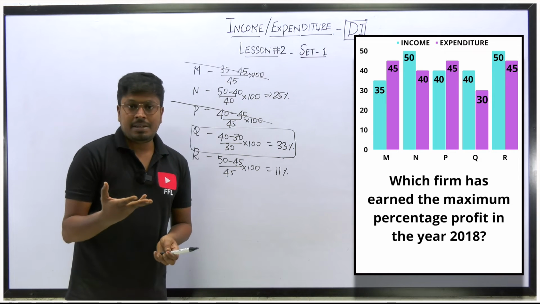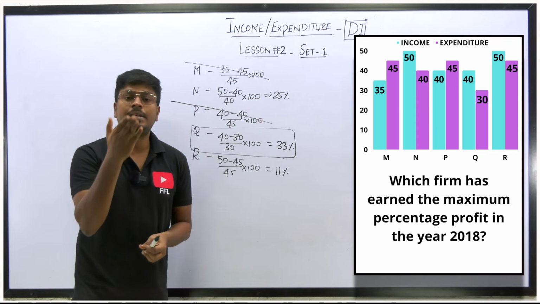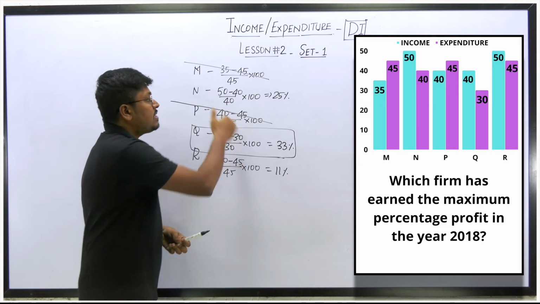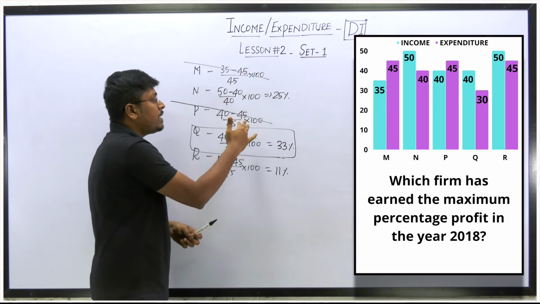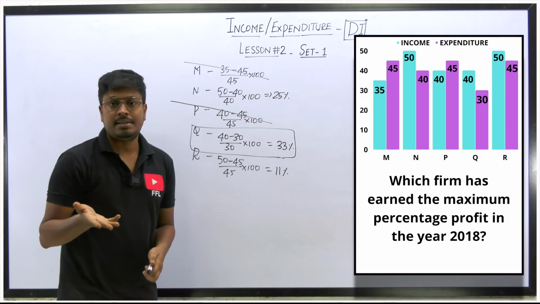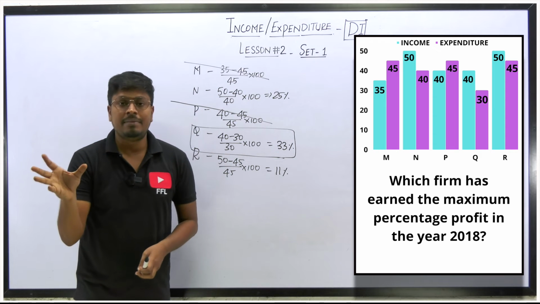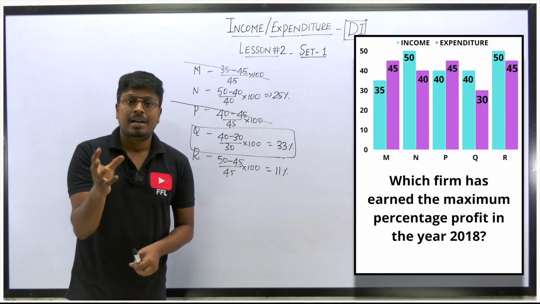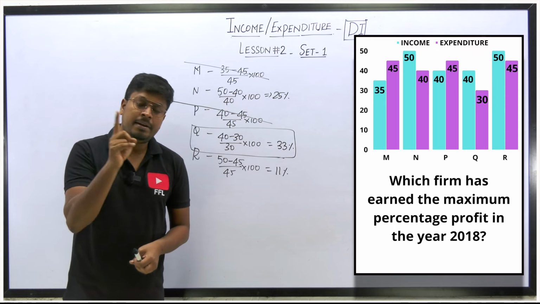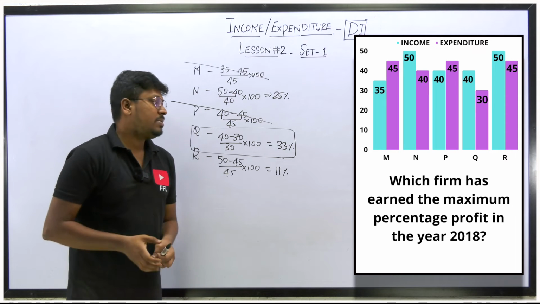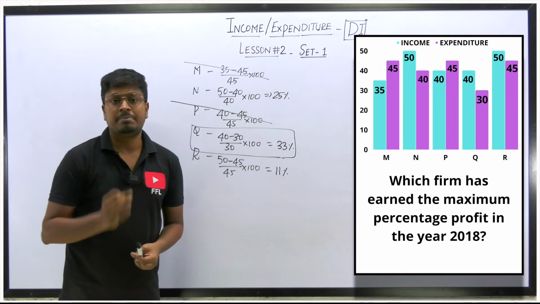So always remember, just check what they are asking. They are asking a profit percentage. So initially we try to eliminate all the companies which are getting a loss percentage. And then after finding the remaining values for the remaining companies, our target is to find which company is getting maximum profit. Understood? So this will be the answer for question number 3.